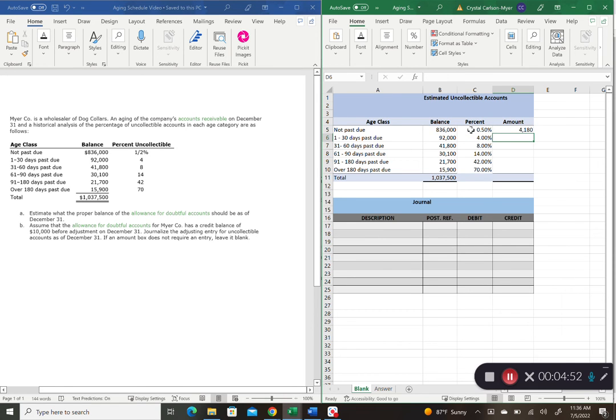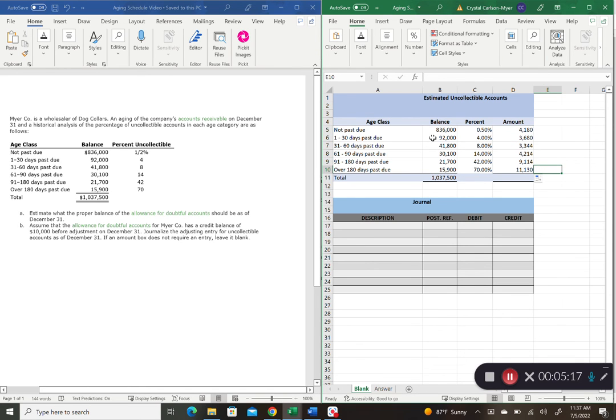If you're doing this in decimal form, it's 0.005. I have it in percent form, which is 1/2%. Of this $836,000 balance in the not past due, we're estimating that about $4,180 of that will be uncollectible. If you do this in Excel, you can just drag down because it'll pull the formula across.